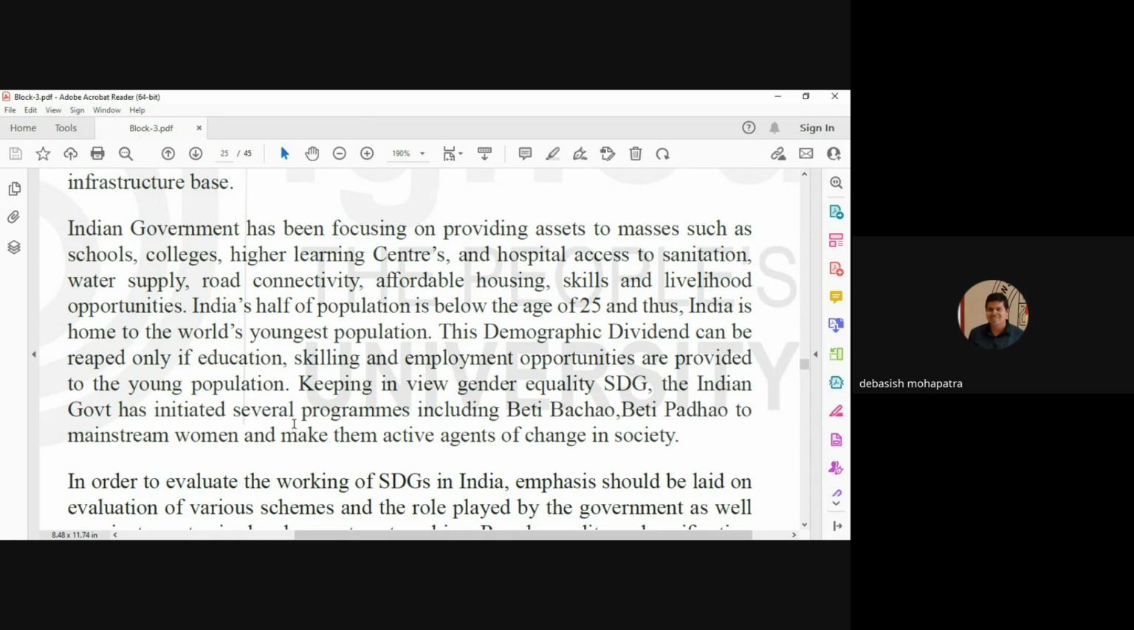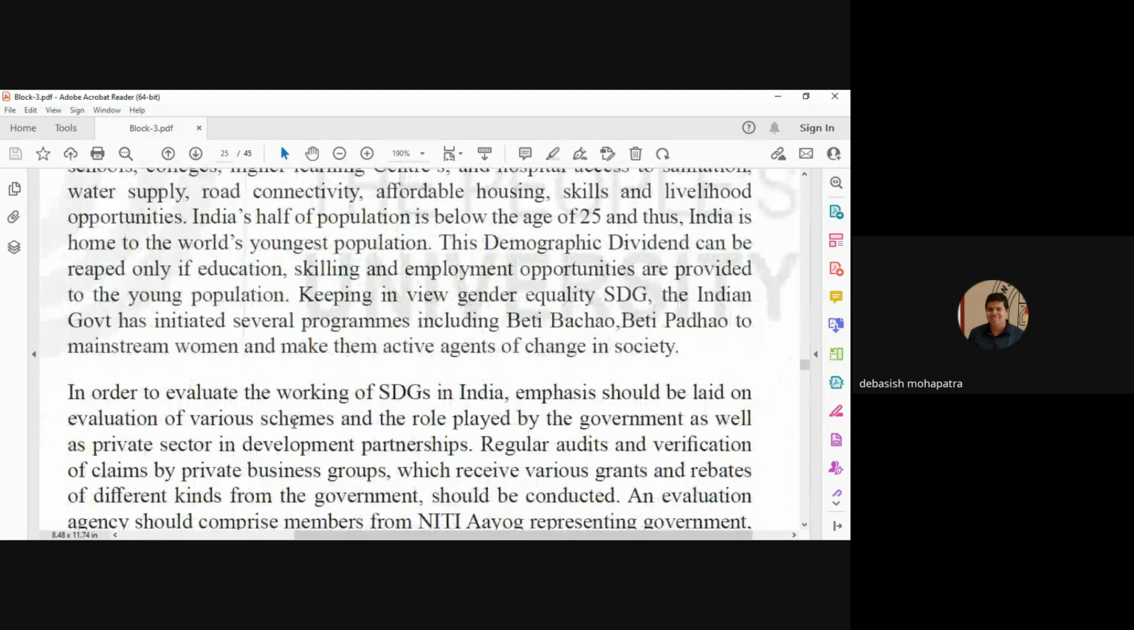In India, half of the population is below the age of 20, and thus India is home to the world's youngest population. This demographic dividend can be reaped only if education, skill development and employment opportunities are provided to the young population. Keeping in view gender equality (SDG), the Indian government has initiated several programs, including Beti Bachao, Beti Padhao, to mainstream women and make them active agents of change in society.